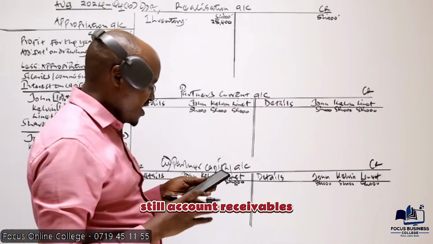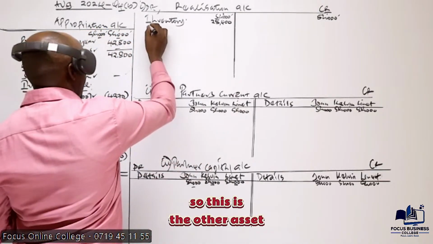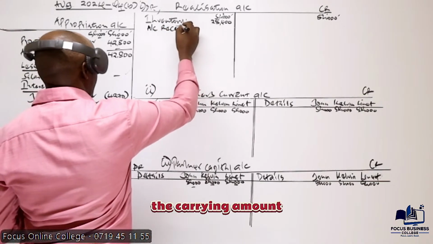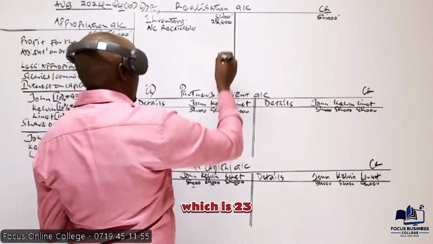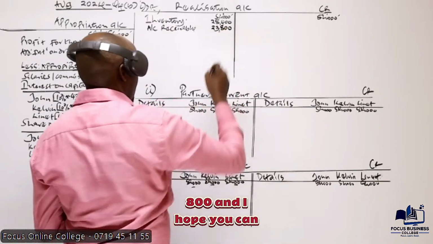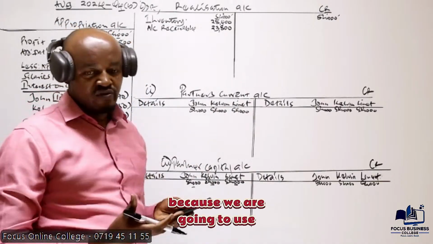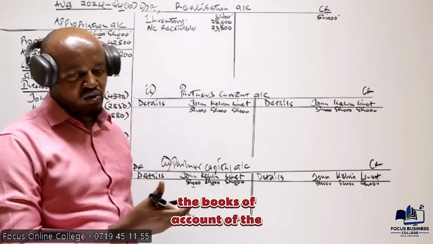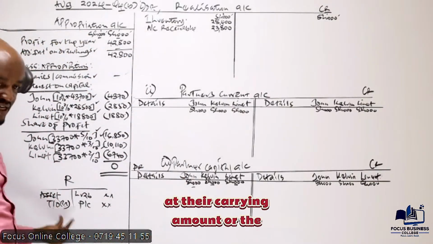As per note number 4, account receivables was still taken over by the new company. So this is the other asset which was taken over by the new company. What is the carrying amount? The carrying amount is still the amount we have in the trial balance, which is 23,800. And I hope you can see I'm not even considering the values we have in note number 4, because we are going to use those values when opening the books of account of the new company. But when closing off the books of account of the partnership, we account for those particular assets at their carrying amount or the net book value.